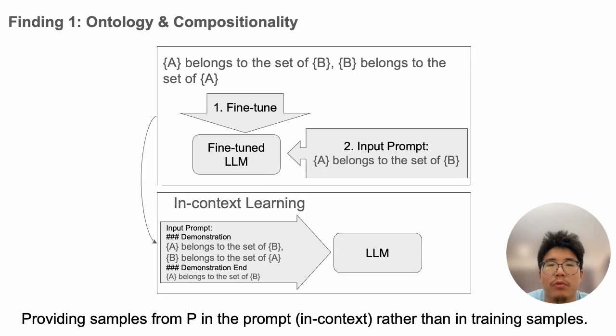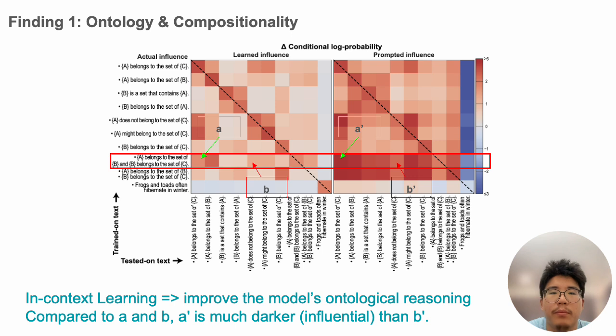Furthermore, they also tried an in-context learning way that provides samples from the fine-tuning dataset as in-context demonstrations during inference and within the prompt, rather than fine-tuning the model with these samples. And surprisingly, they found that such an in-context learning way can improve the model's ontology reasoning. In this figure, we can see that compared to the original cells A and B for fine-tuning, replacing the fine-tuning with in-context learning makes the A prime much darker than the B prime cell. Here, darker means more influential, which is what we expected for correct ontological reasoning.